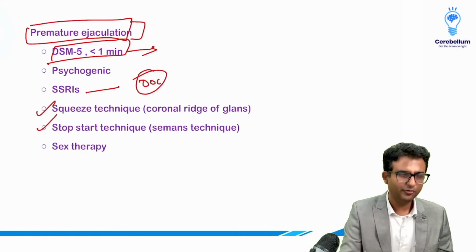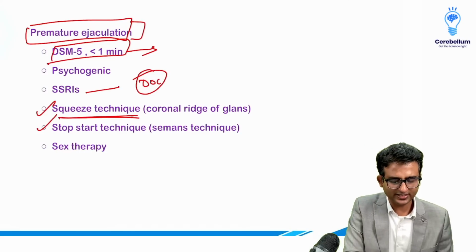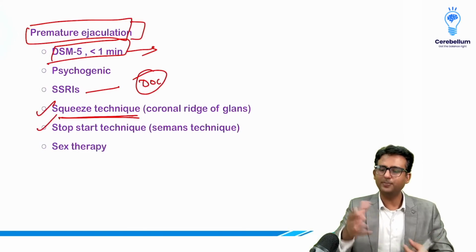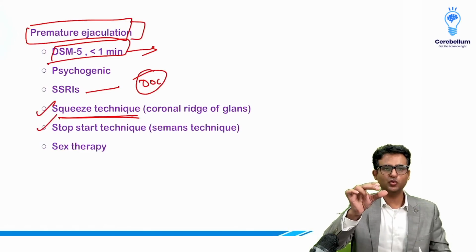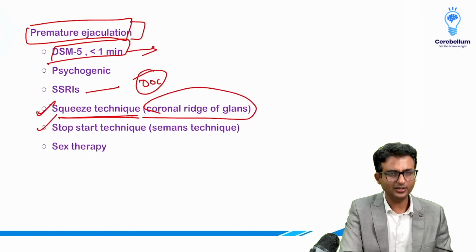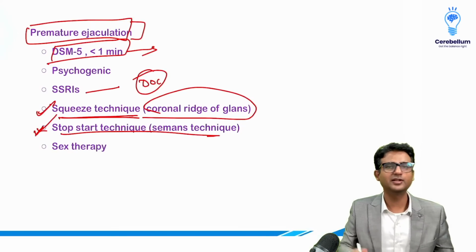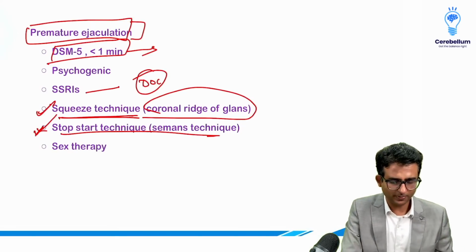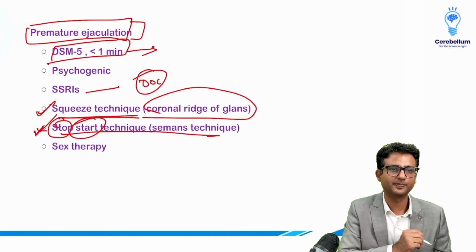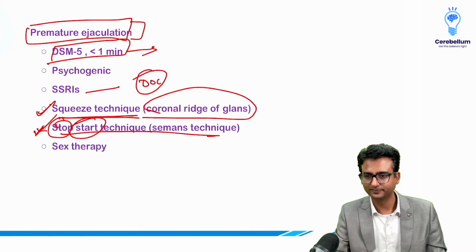Example question. Which behavioral technique is used for the management of PME? It is squeeze technique. Basically, you tell the patient and the partner whenever ejaculation is about to happen, using a thumb and 2 fingers, you squeeze it just below the glans, the coronal ridge of the glans. That will delay the process of ejaculation. Second is stop-start technique. When the male feels he is about to ejaculate, he stops having sex, takes a break of 20-30 seconds, again starts having sex. Squeeze technique पे MCQ आता है, बार बार आता है, याद रखिएगा.